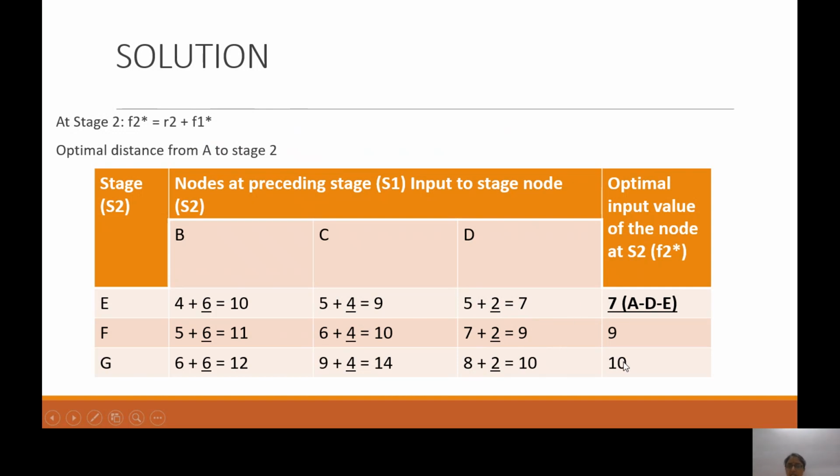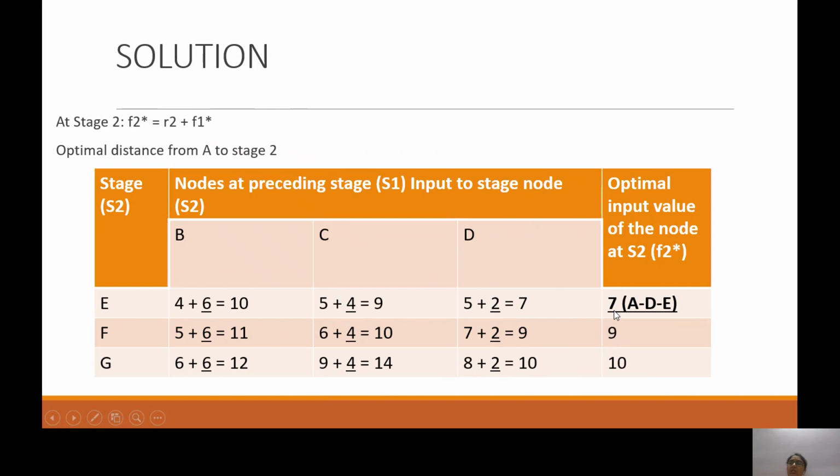Out of these entire distances, which is the minimum in all cases for E, pay attention here all of you: B to E, C to E, D to E, out of these 3 options, which is minimum? 7. So this 7 I have written over here. For F, B to F, C to F, D to F, which is minimum? 9. So D to F is minimum, which I have written over here. And for G, B to G, C to G and D to G, which is minimum? Again D to G is minimum, which is 10.